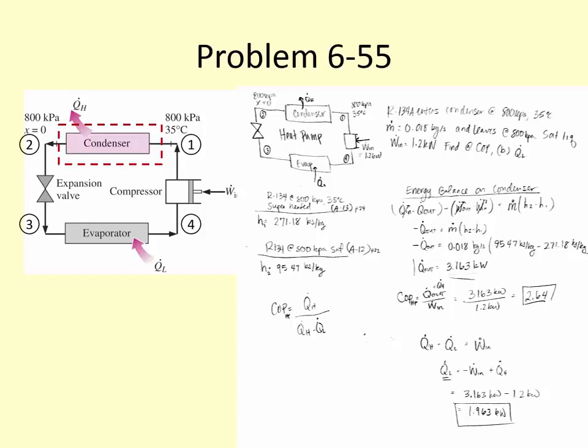Okay, so now we know enough information we can calculate Q dot H is equal to m dot, which is 0.018 kilograms per second, multiplied by h2 minus h1. I flipped those because I took away the negative sign, so h1 minus h2, 271.18 minus 95.47 kilojoules per kilogram. So we get Q dot H is equal to 3.163 kilojoules per second, or kilowatts.